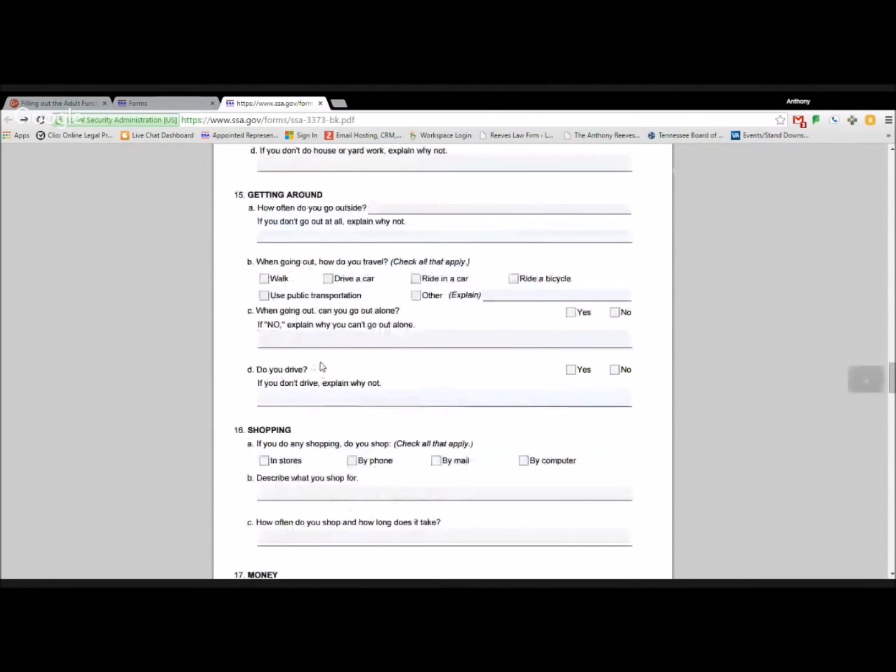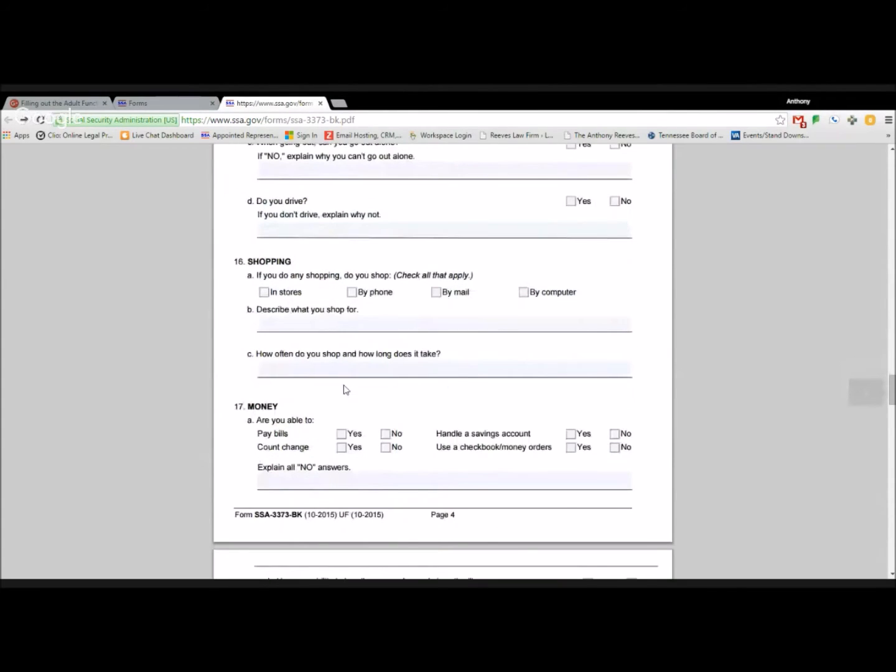Shopping, same thing. You'd be surprised. When you go grocery shopping, do you shop online? Do you shop by mail? Does somebody go with you? Do you need somebody to help carry your things? All these things are little things that people need to know.